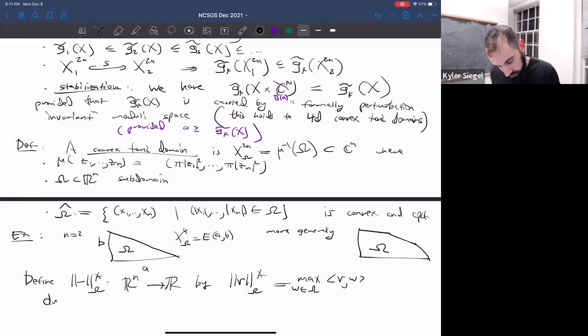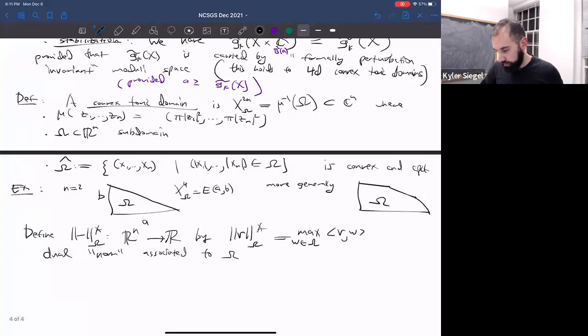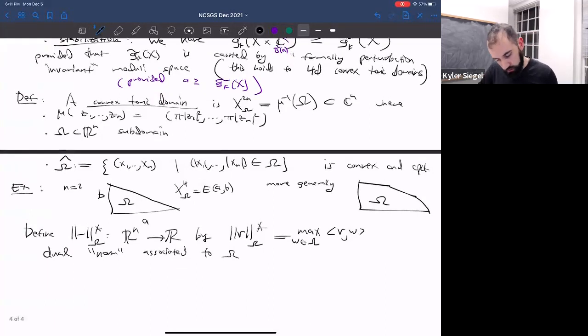Okay, so this is the kind of dual norm associated to omega. So it's sort of roughly the dual of the norm whose unit ball is omega. Okay, so then now I can state our main computational result. So this is also, again, joint with McDuff.